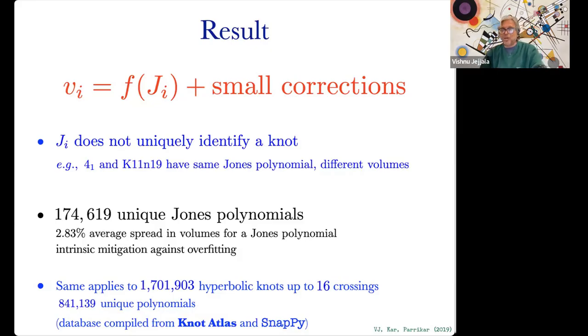The same applies to data sets that are larger. So we use the 1.7 million hyperbolic knots up to 16 crossings. There are about 841,000 unique polynomials, and we see that there are similar errors. These databases can all be compiled from existing software and data sets that are on the web.